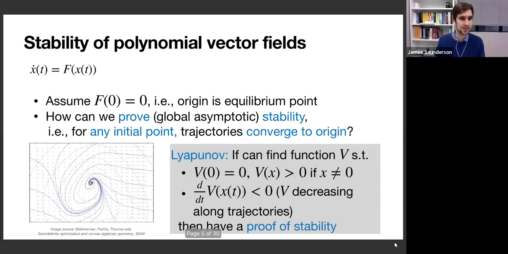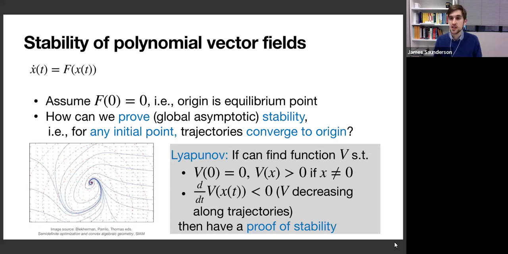Okay, so some more examples. Let's go back to our example of stability of polynomial vector fields that we saw in the very first lecture. I just want to recap this and connect it back to our sum of squares tools. All right, so what was the setup? I start with a polynomial vector field. For example, the one on the bottom left is a vector field with two variables. It's a cubic vector field with two variables.